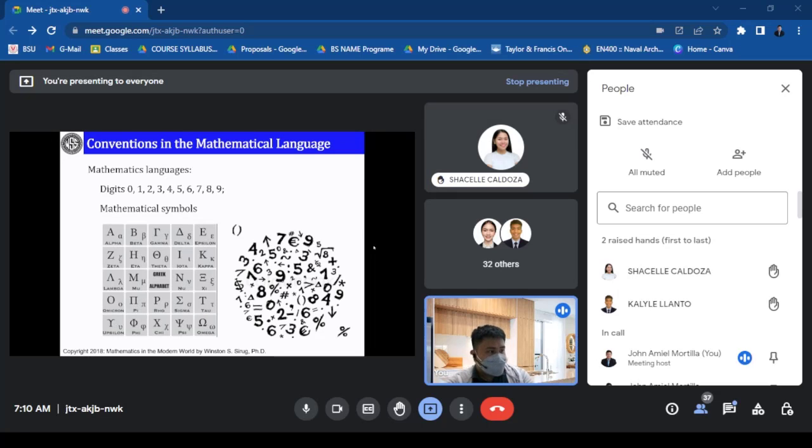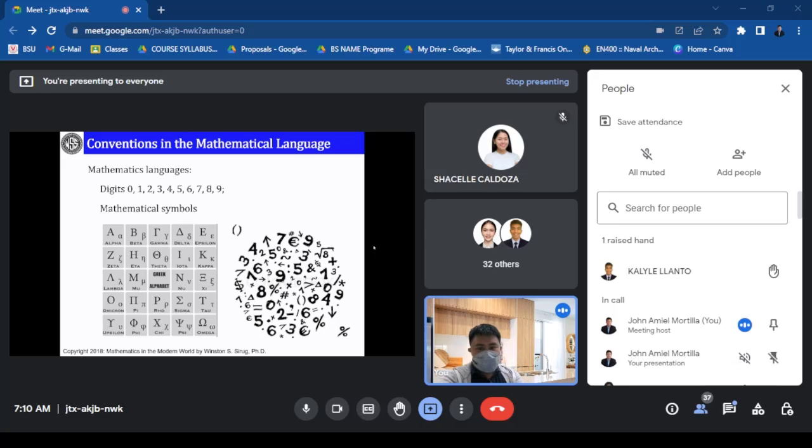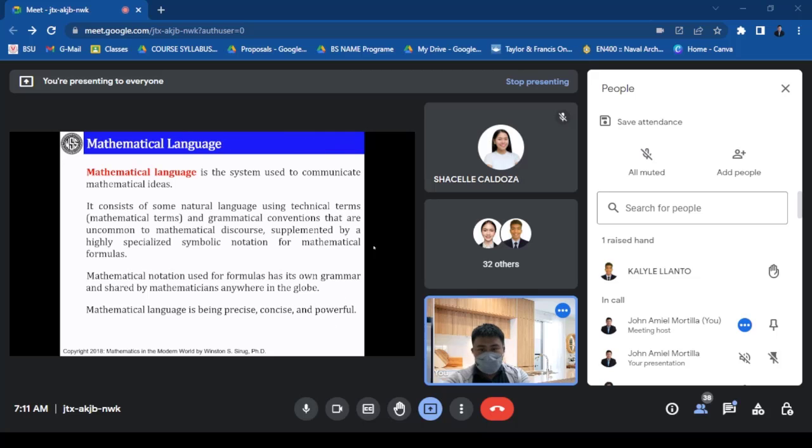So, these are the following mathematical languages. So, we have the digits, from 0, 1, 2, 3, 4, 5, 6, 7, 8, which is our alphanumeric, our numeric symbols. So, we also have our Greek letters for mathematical symbols: alpha, beta, gamma, delta, epsilon. So, mathematical language is the system used to communicate mathematical ideas.